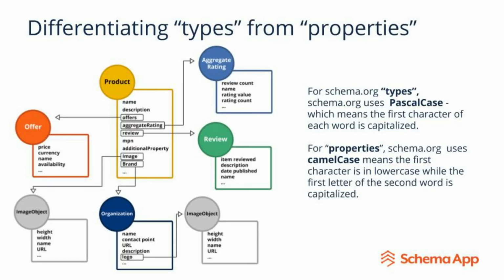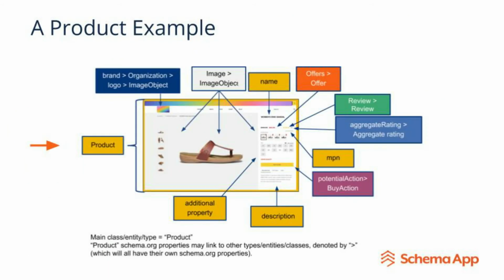With all of these properties and classes, things can get a little confusing. Thankfully, schema.org uses case to differentiate types from properties. For schema.org types, schema.org uses Pascal case, which means the first character of each word is capitalized. For properties, schema.org uses camel case, which means the first character is in lowercase, and the first letter of the second word is capitalized. So let's say we want to mark up this main image.